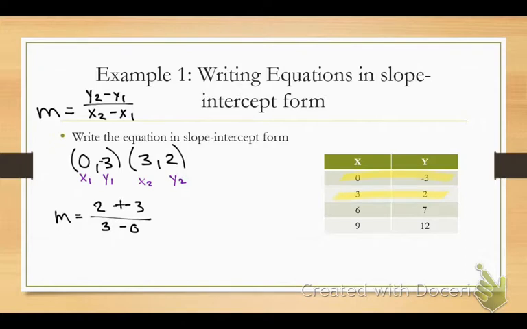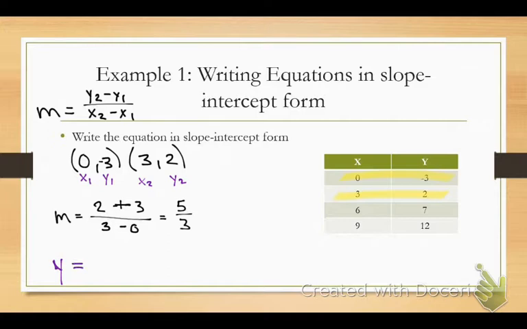Okay, over 3 minus 0. So now my double negative changes and I have 5 over 3. Remember what I was doing here. What is 5 over 3? It's my m. Yes, it's my m, so I plug that into my formula.